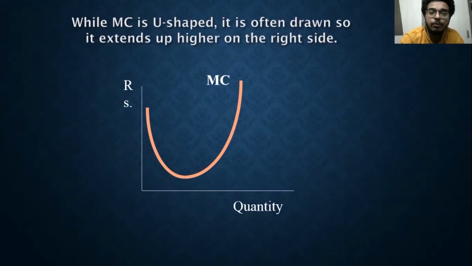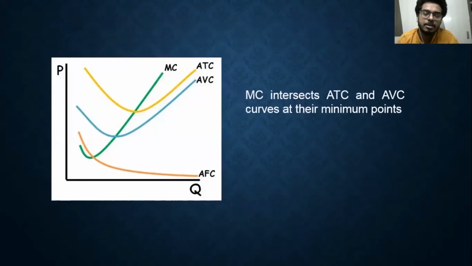If we are trying to connect all these curves together, we see that the average fixed cost starts down here and goes closer to the quantity axis. And the average total cost is just above the average variable cost. Unlike total fixed cost, total variable cost and total cost, total variable cost and total cost will be parallel to each other because the difference is total fixed cost, which is constant.